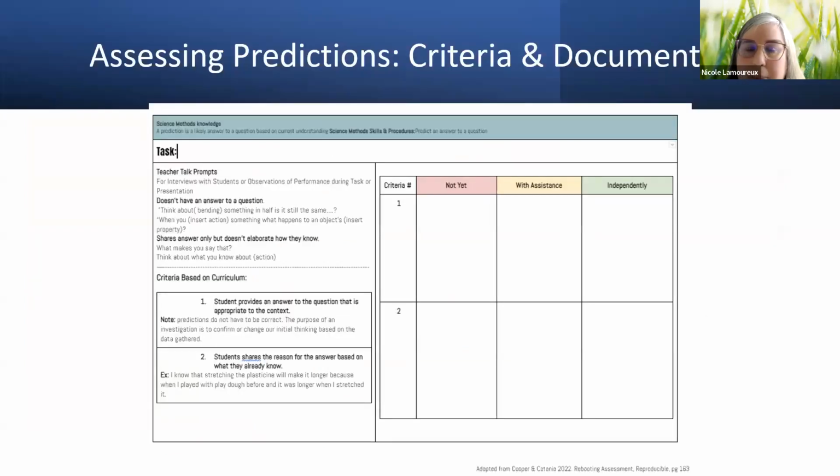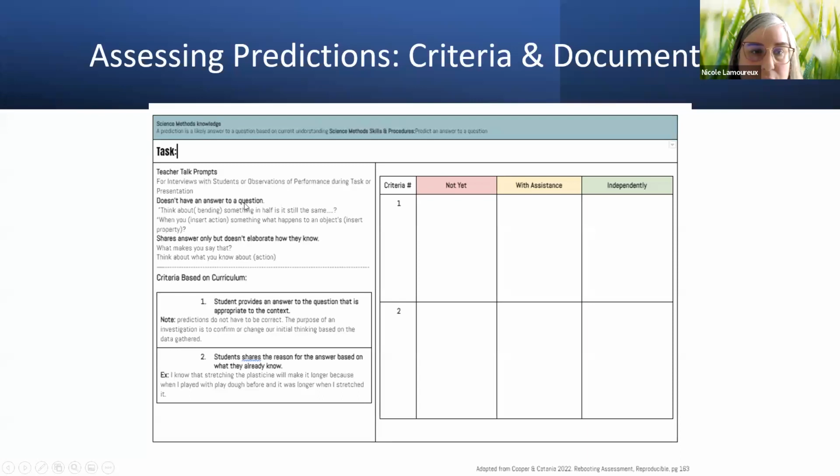What I have developed here, and is going to be shared out into the folders, is an assessment. These are look-fors. These are more formative assessment. So for example, this is going to be for grade 1. The criteria: student provides an answer to the question that is appropriate to the context. So it's a likely answer. That's one part, not yet, with some prompting or by themselves. And then I have some prompts here.